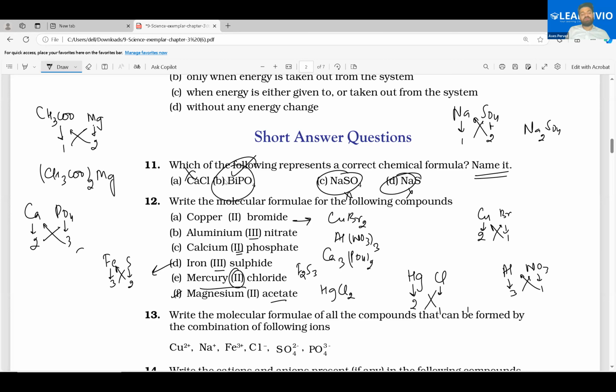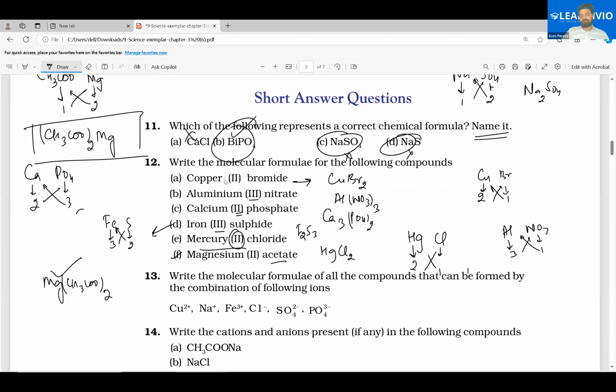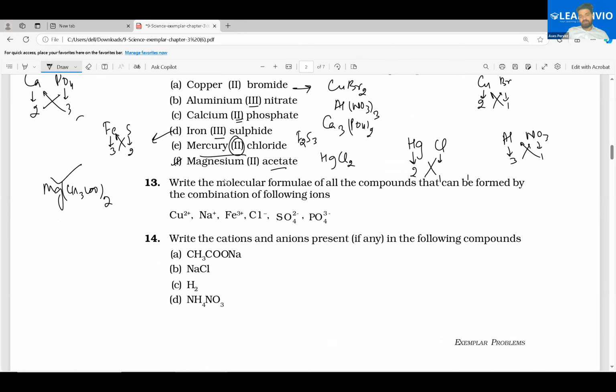The same you write. You write like this, Mg(CH3COO)2, whole bracket 2. If you write it like this, it is also correct, but it is recommended that we write it like this. So, magnesium acetate. Got it, everyone? Yes, sir. Okay.